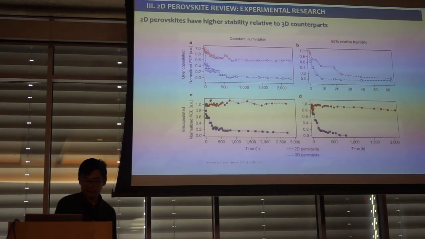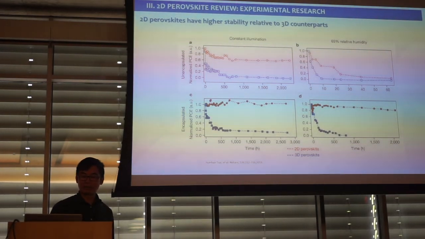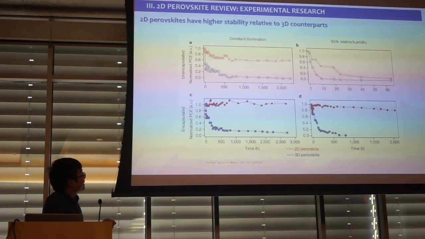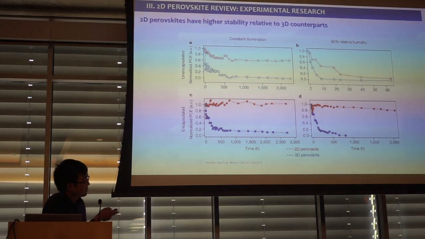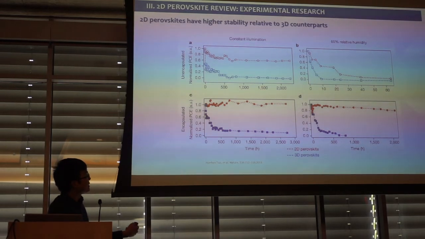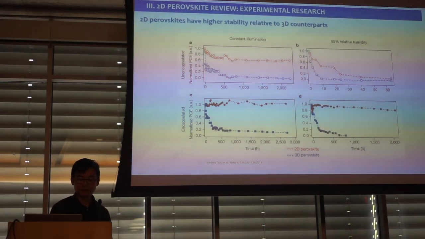We also see that a lot of studies have shown that the stability of these perovskite materials is much higher compared to the 3D counterparts. So you see these plots are the power conversion efficiency over time. And the 2D perovskites correspond to those red points, while the 3D perovskites correspond to those blue points. And you'll see in all these graphs, the power conversion efficiency is pretty stable, especially in the encapsulated condition, while for 3D perovskites it just drops off very quickly. And so that kind of shows that these 2D perovskites are much more stable compared to 3D perovskites.